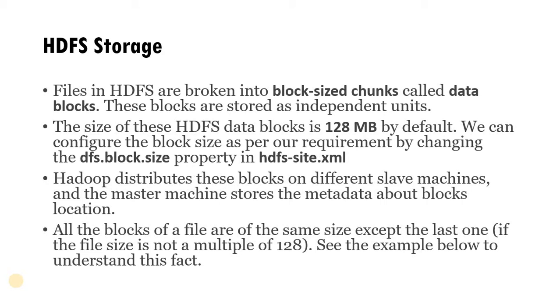Hadoop distributes these blocks on different slave machines, and the master machine stores the metadata about block locations. So all the blocks are stored at the data nodes, and the information about each and every block, the location of each block, is stored as metadata in the name node. All the blocks of the file are the same size except the last one, if the file size is not a multiple of 128.